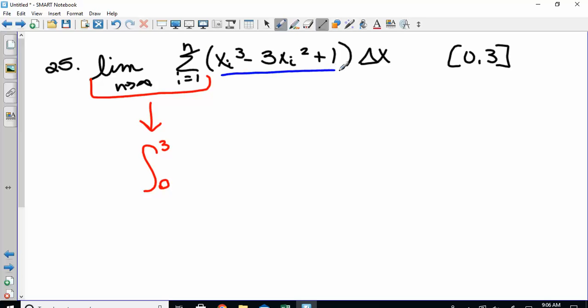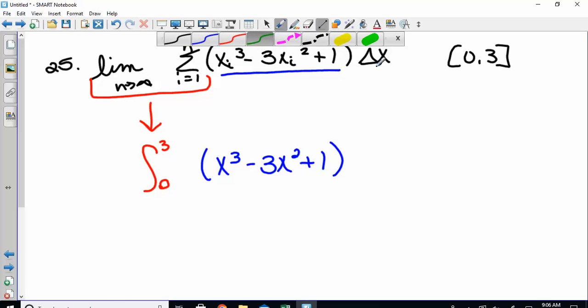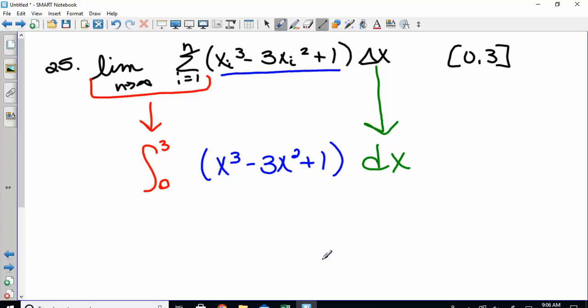3. Then this part. Each of your x sub i's, when we have an integral, we don't have x sub i, we just have x, right? So this would just be x cubed minus 3x squared plus 1. And change in x, what do we replace that with? dx. Anytime you have an integral, you have to have that dx at the end. We didn't even have to calculate it, so we're done.